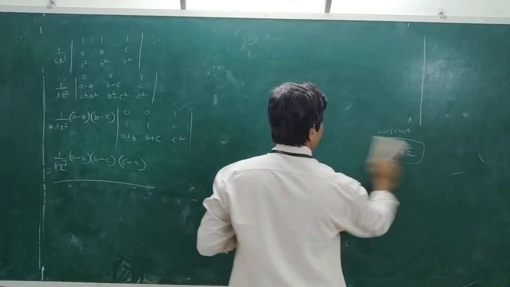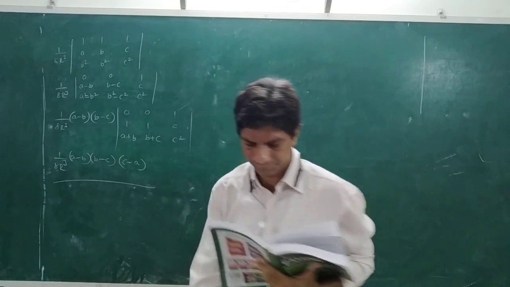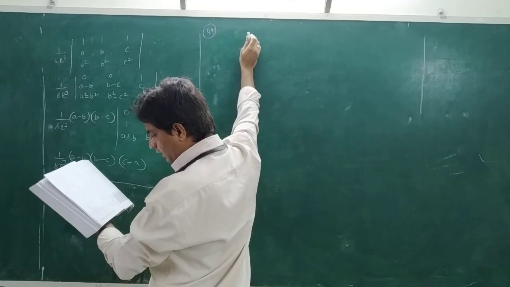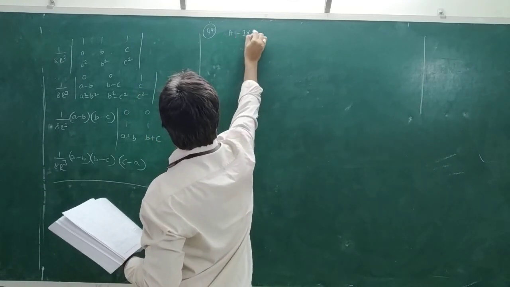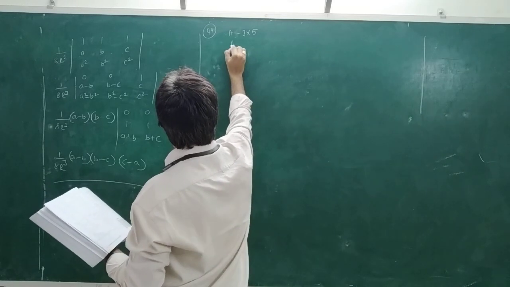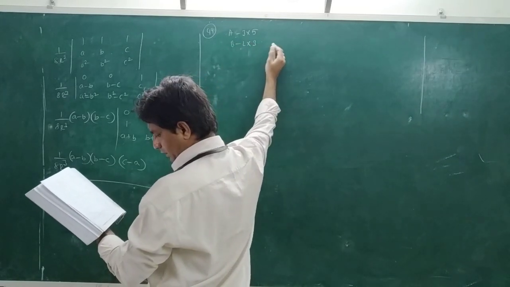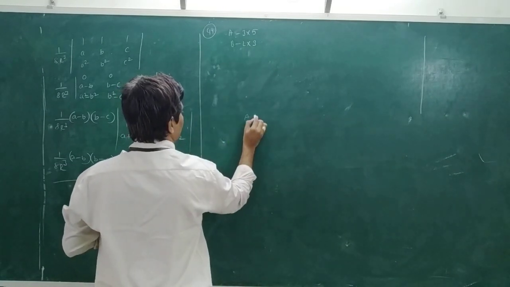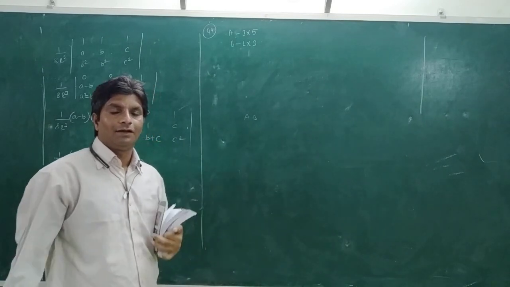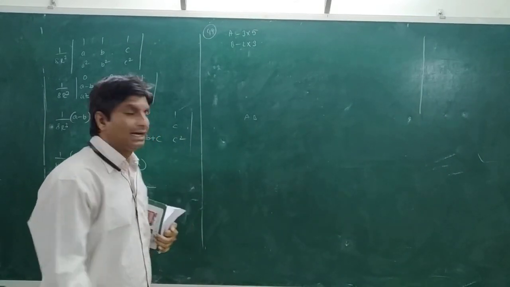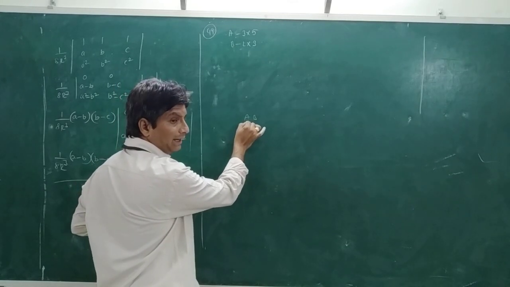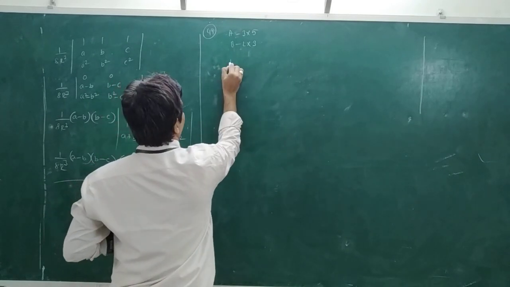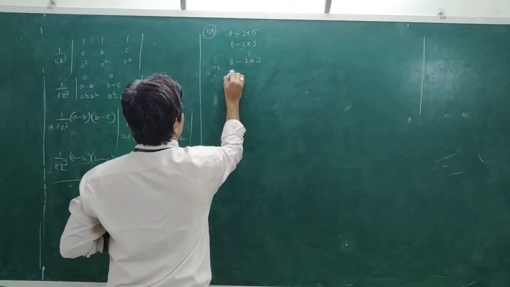49. Order of A is given as 3 cross 5. Order of B is given as 2 cross 3. We have to find the order of BA. If you want to multiply 2 matrices, what is the condition? The number of columns in the first matrix must be equal to the number of rows in the second matrix. So we have to find the order of BA. B means 2 cross 3. A means 3 cross 5.